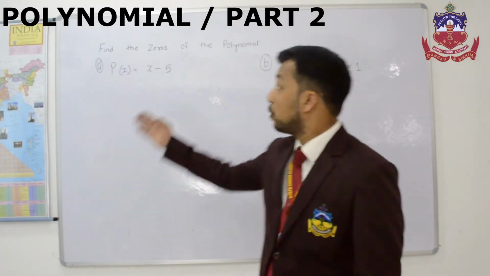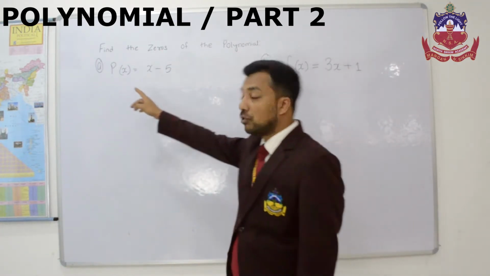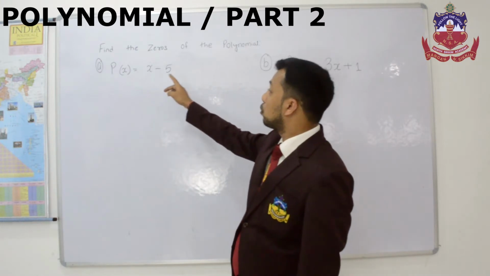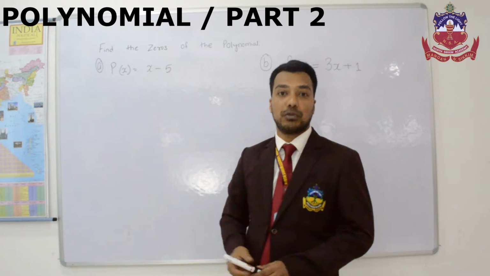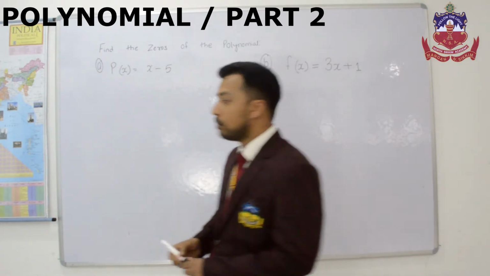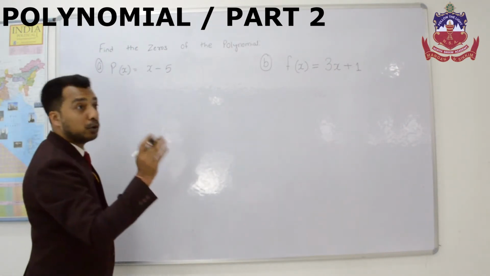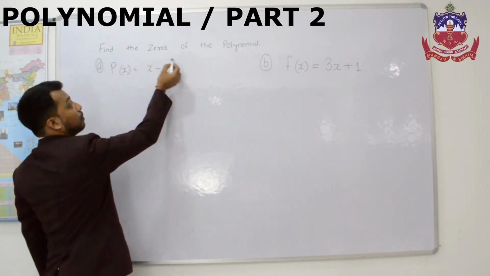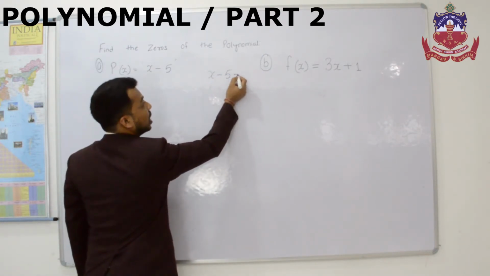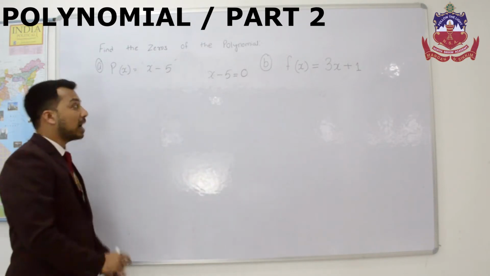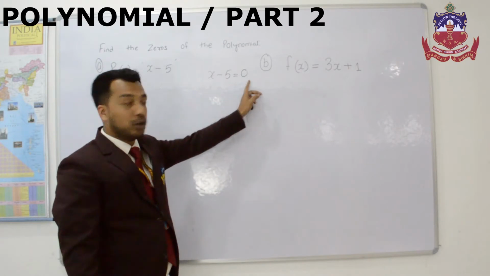So, the question that we have is: find the zeros of the polynomial. The first question is question number A, p(x) is equal to x minus 5. Now, let us see how we find the zeros of this given polynomial. In order to find the zeros, the first thing that we have to do is convert the polynomial into an equation, that means equals to 0. So, I have taken the polynomial x minus 5 and written it as equals to 0.